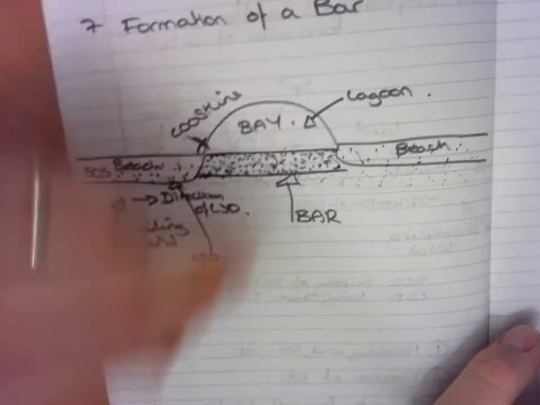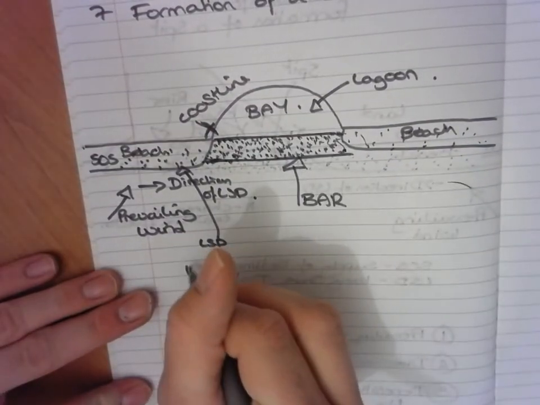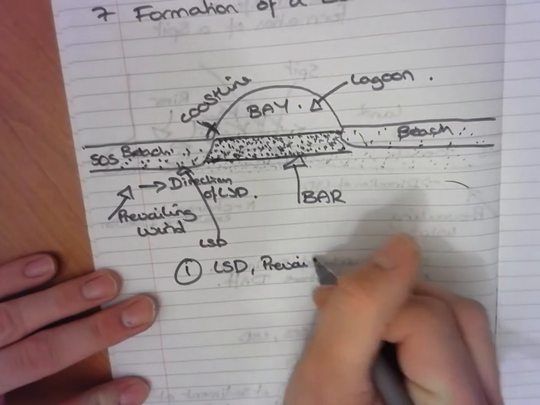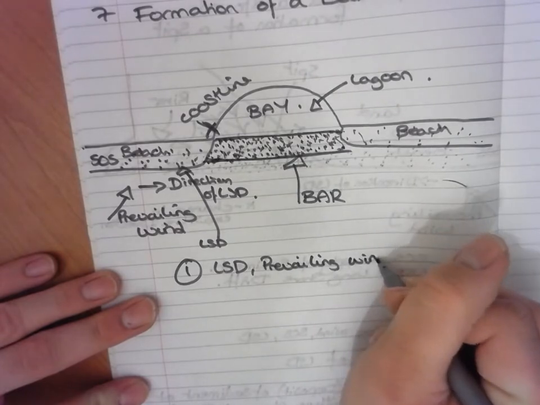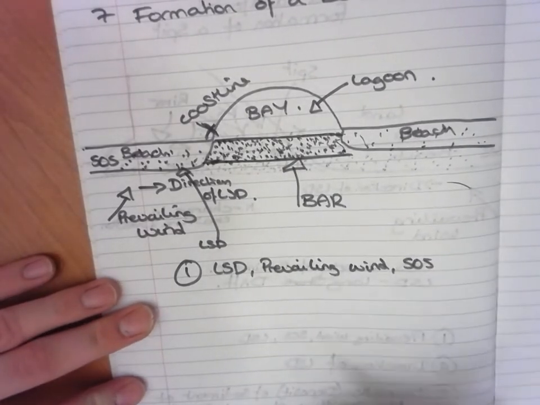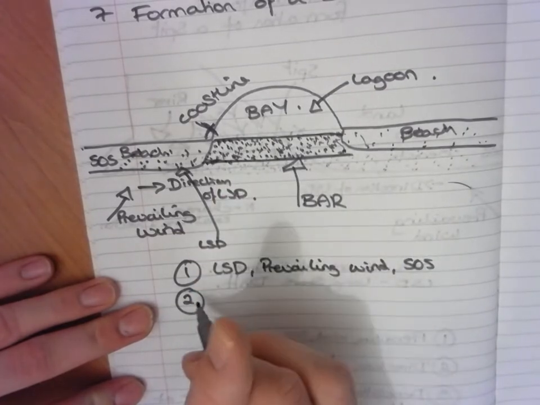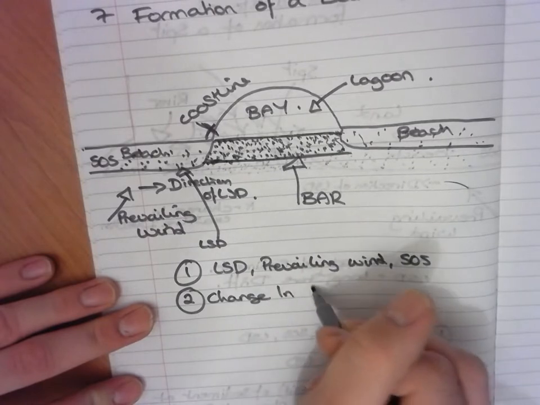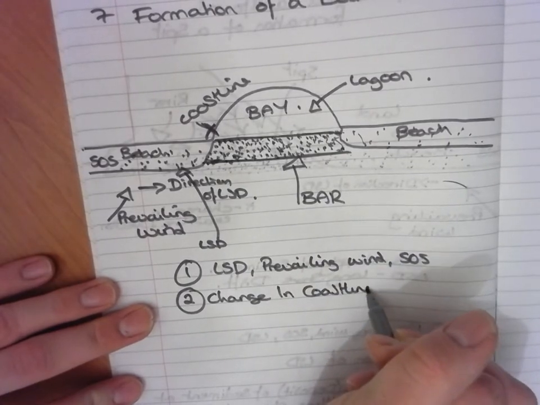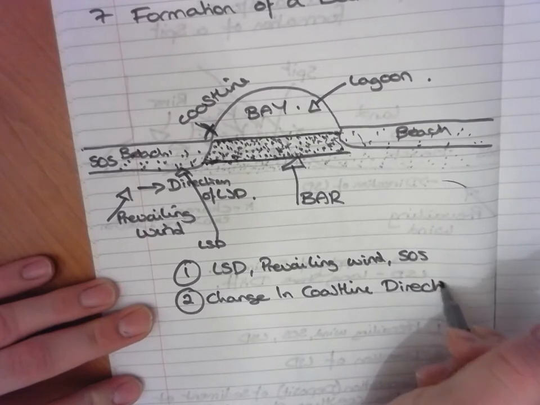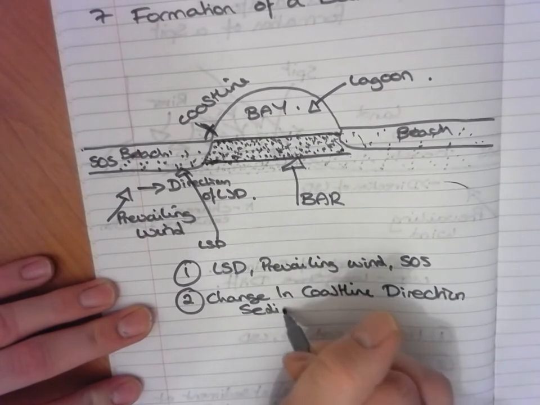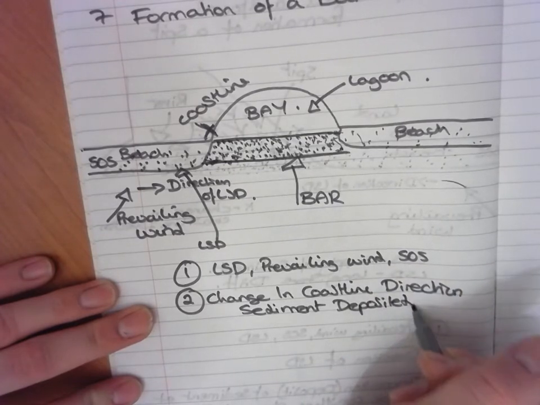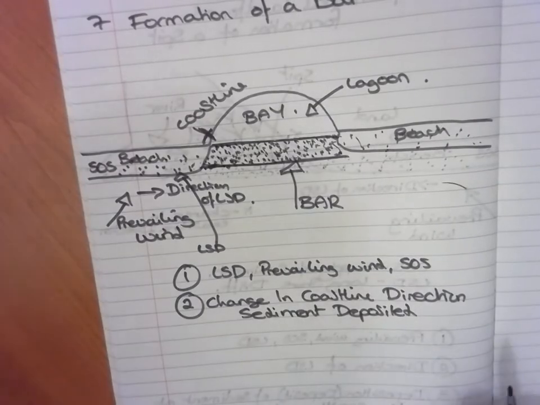The same processes are required for a bar to form. Number one, you have longshore drift, you have a prevailing wind, you have a supply of sediment. Number two, we have a change in coastline direction, where then sediment is deposited. That word deposited again, deposition, dropped off, that we've covered in previous lessons.